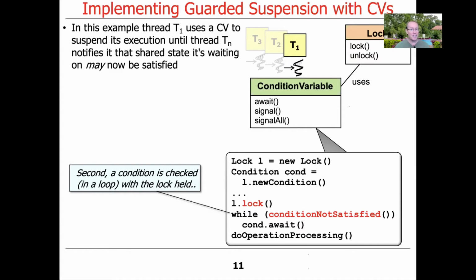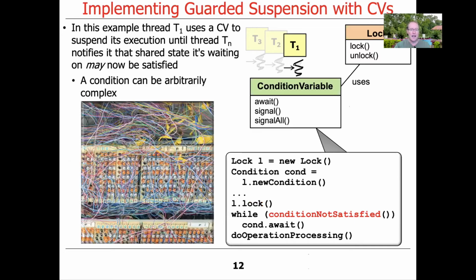Because of the tentative nature of "may now be satisfied," you typically have to run this in a loop. If the condition is not satisfied, you go to sleep waiting to be notified that the condition may be satisfied, in which case you wake up again, the lock is automatically reacquired, and then you check the condition again to see if it's satisfied. This process is basically a little idiomatic way in which the guarded suspension pattern works.